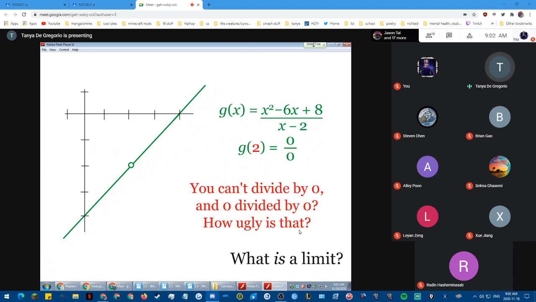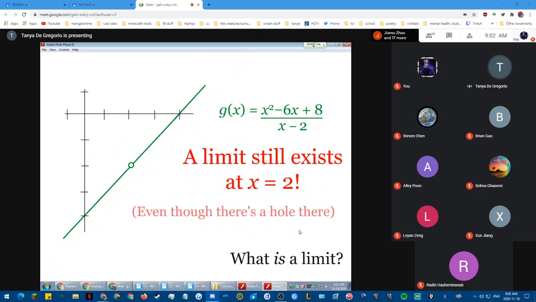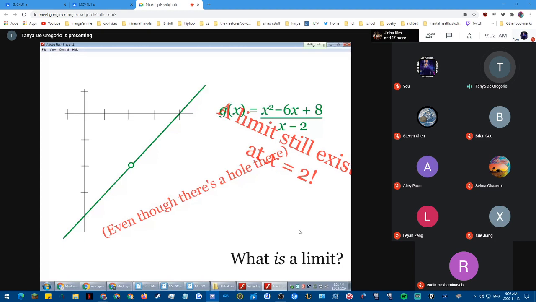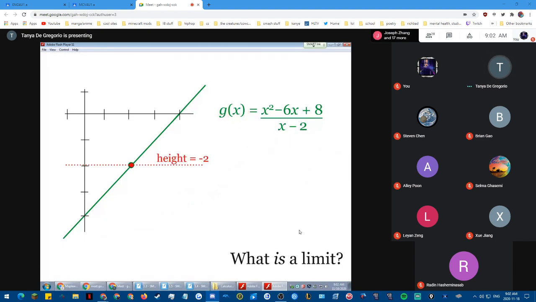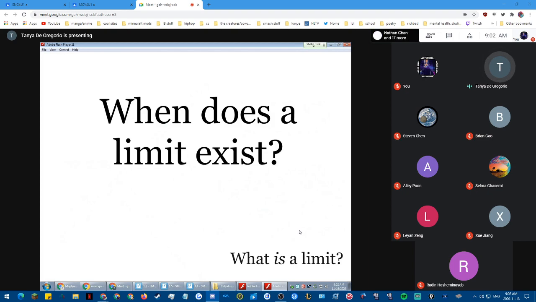It breaks mathematical laws that we really can't even get into here. However, though this graph has a hole in it, it still possesses a limit when x equals 2. Clearly, the graph intends to reach a height of negative 2 when x equals 2. Even though that graph doesn't actually reach that height, it doesn't matter. The limit still exists, and we can say that the limit as x approaches 2 of g of x is equal to negative 2. This begs the question, when exactly does the limit exist?